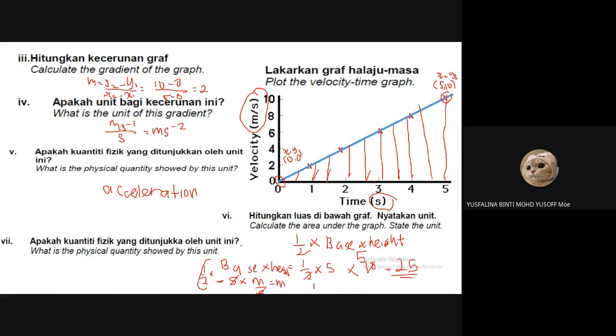Can everyone understand how I derived this? I got meter. Anyone want me to repeat? It's only s times meter over second. So s and s I cut off, so only meter is left. So what is the physical quantity here? This one is the answer for number 6.